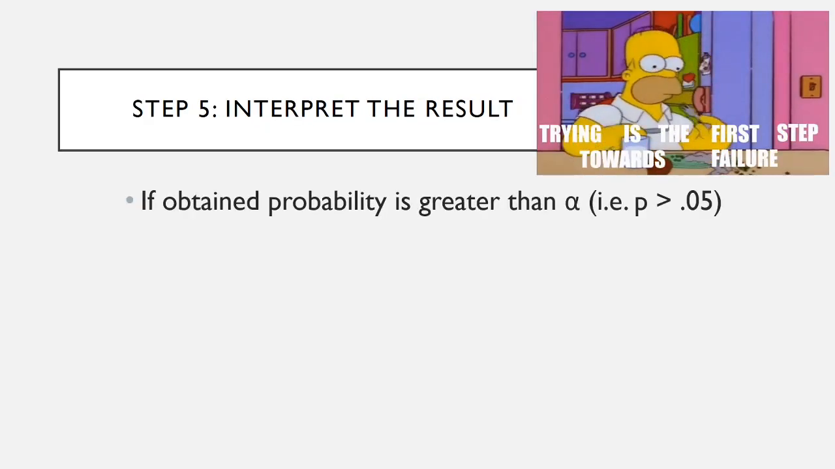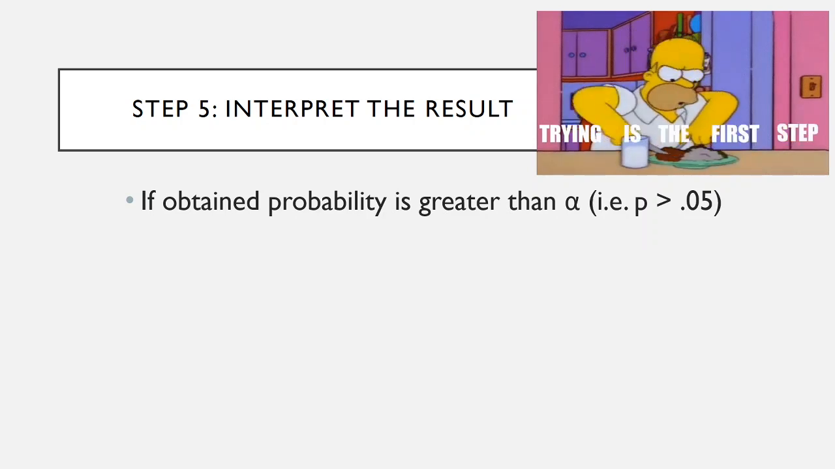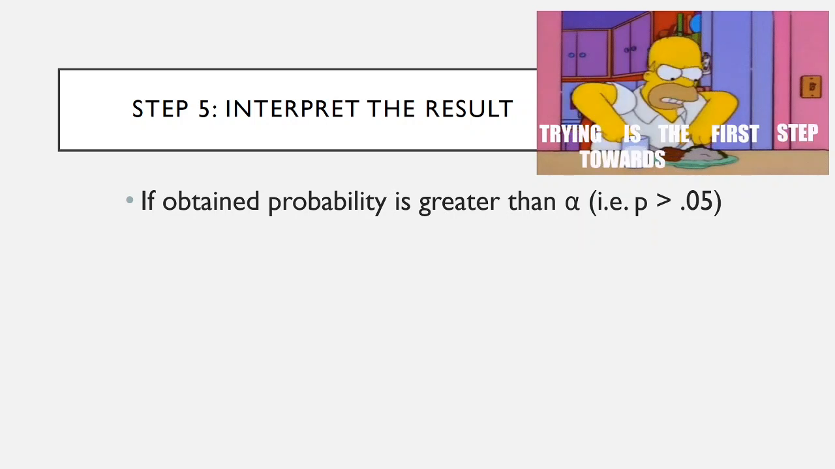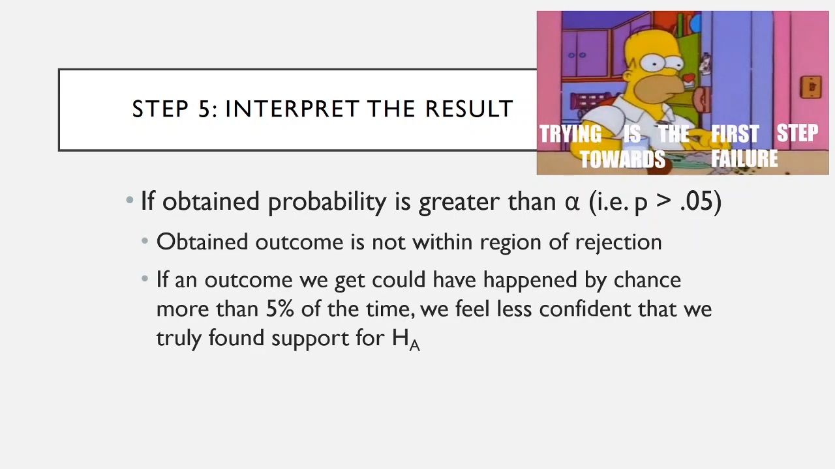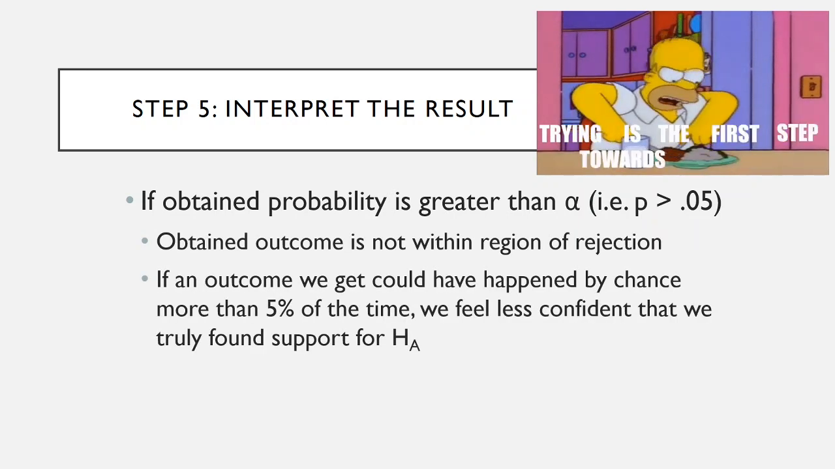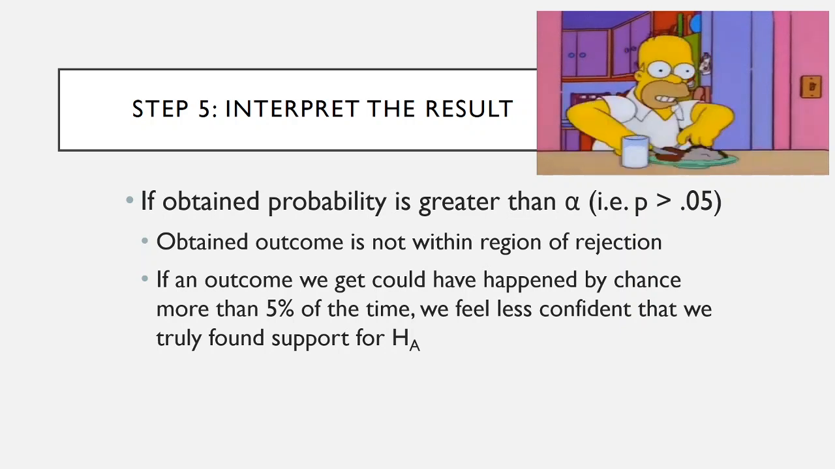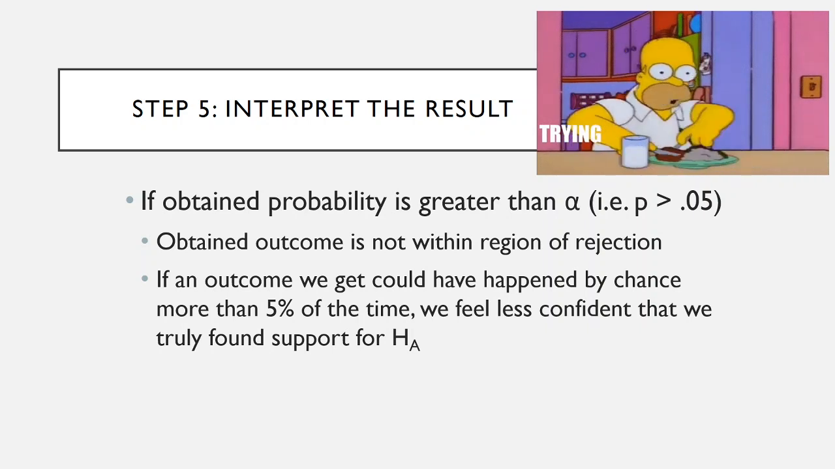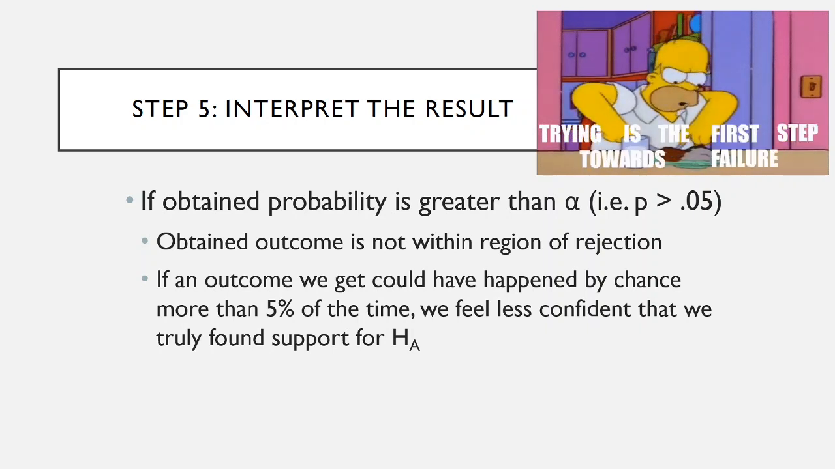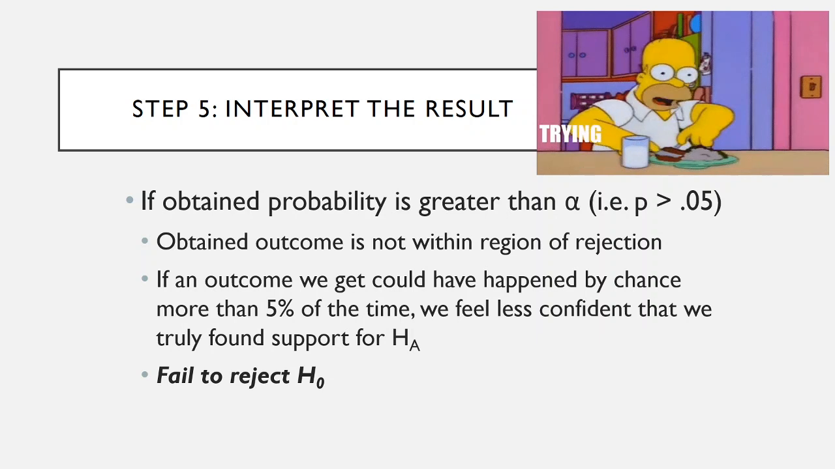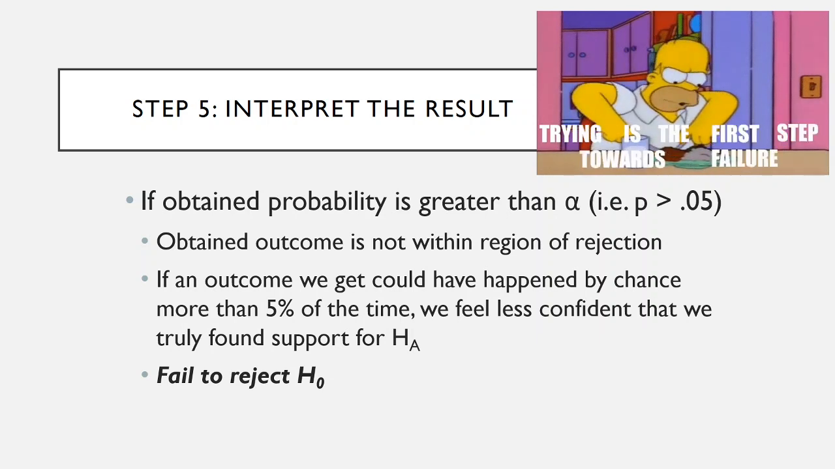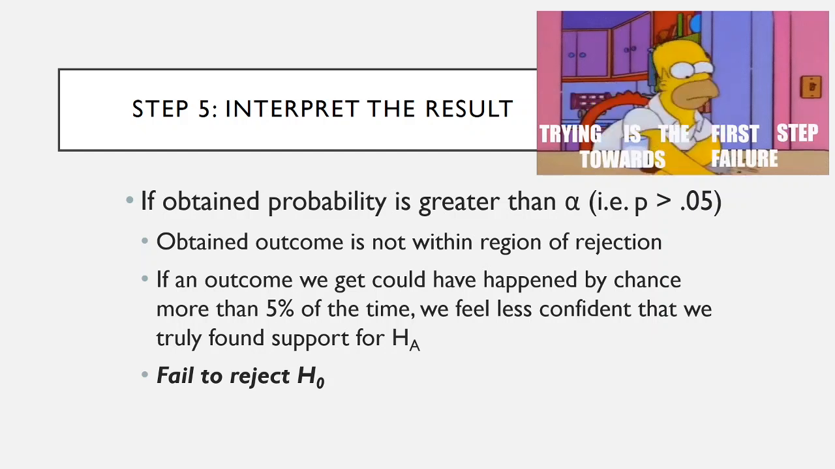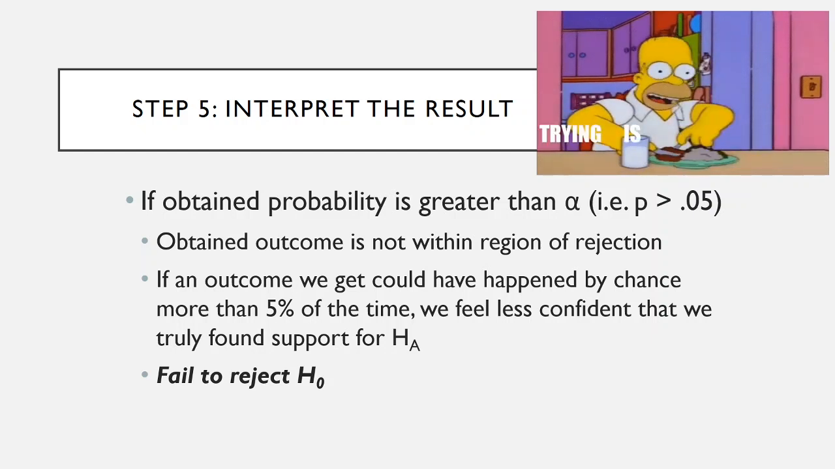Now, if the obtained probability, that is to say the p-value associated with your obtained outcome, is greater than p equals 0.05, that means you have not made it into the region of rejection. There's a greater than 5% chance that your result could have been a fluke. So we feel less confident that we have support for the alternative hypothesis. That means we failed to reject the null hypothesis. We have failed to achieve statistical significance, NS. Okay, so that's not what we found here.